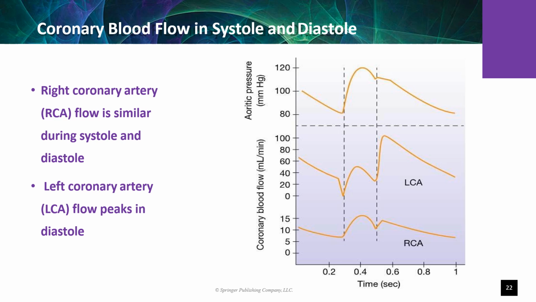Coronary blood flow is pulsatile, but has a peak flow during diastole. This seemingly contrary pattern is due to the unique anatomy of the coronary vasculature. During systole, the cardiac muscle contracts and compresses the coronary vasculature, increasing its local resistance and limiting blood flow.